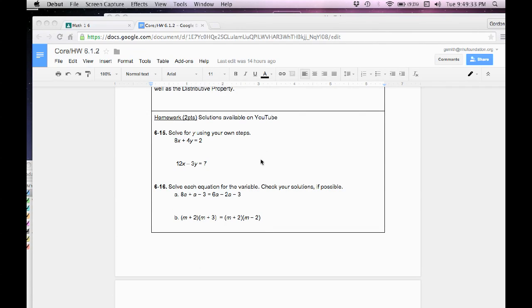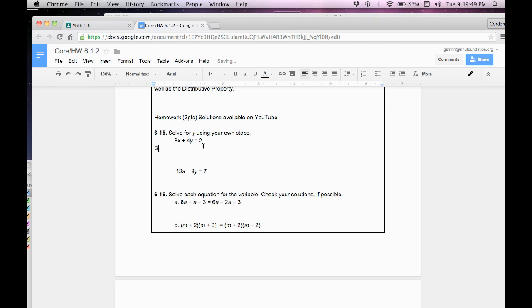Okay, I'm going to start doing the homework from 6.1.2. This is the second time around, just to make it a little bit more clear. Okay, 615 says to solve for y using your own steps. So we want to get y alone. So what we will do is we will subtract 8x from both sides. And that will yield 4y, which is now alone, is equal to negative 8x plus 2.